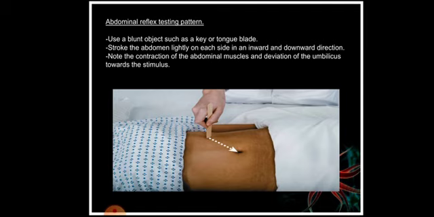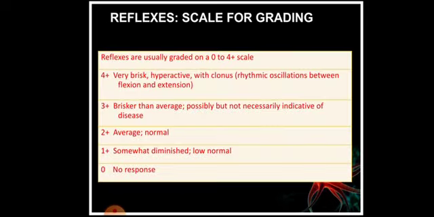So this is the abdominal reflex testing pattern. Use a blunt object such as a key or tongue blade. Stroke the abdomen lightly on each side in an inward and downward direction. Note the contraction of the abdominal muscle and deviation of the umbilicus towards the stimulus.